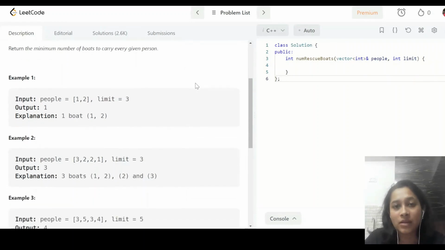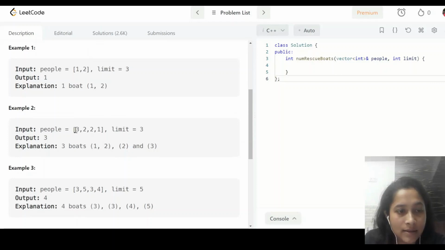So we will be given a people array in which weights will be given. For example, this is our array. Here 3 is the weight of the first person, 2 is the weight of the second person, and 1 is the weight of the third person. And we will also be given a weight limit for the boat in which these people will be carried. So we can send people with weight less than or equal to the boat capacity.